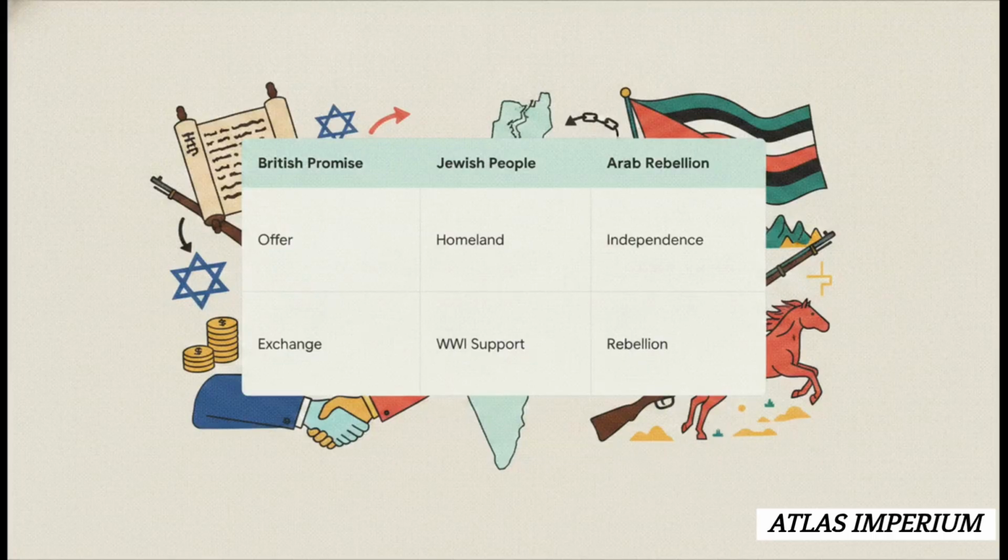And to secure that desperately needed wartime support, the British engage in a series of parallel, totally conflicting promises. Neutrally, here's what happens. First, the British Minister of Foreign Affairs pens the Balfour Declaration. It's an open letter promising a Jewish homeland in Palestine in exchange for Jewish support during the war. But at the exact same time, the British are supporting the Arab rebellion against the Ottomans. Their promise? Independence for the Arabs in those exact same liberated territories in exchange for their military rebellion.